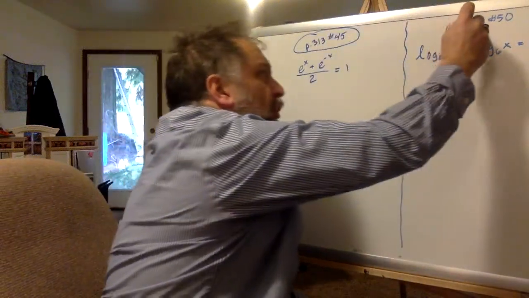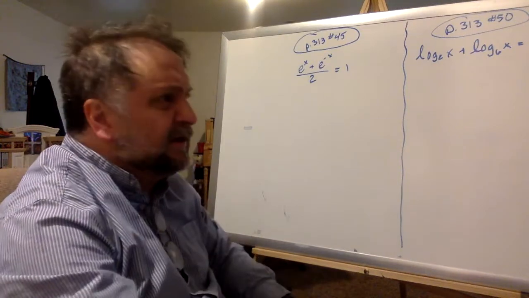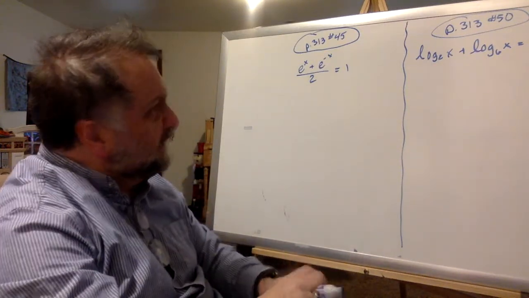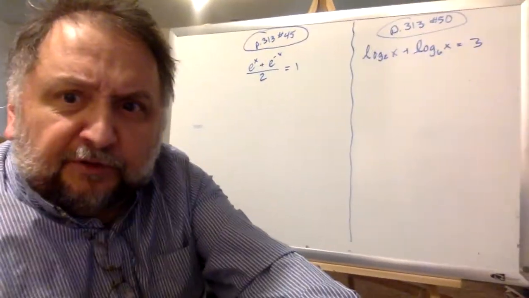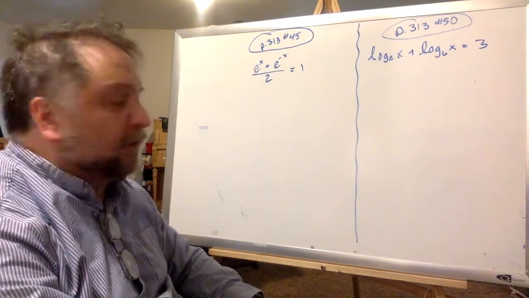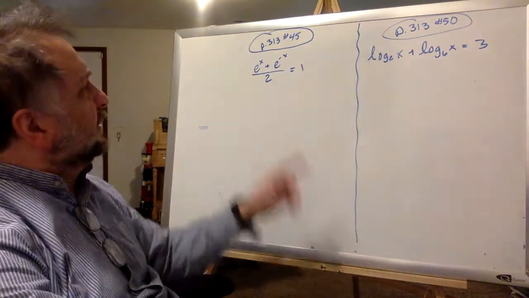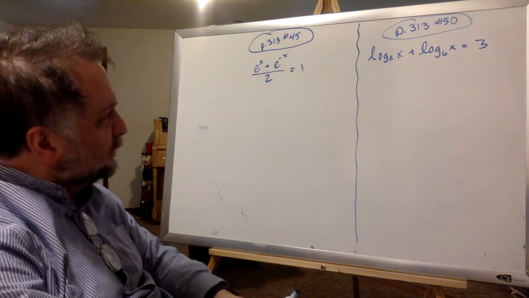Okay, now I'm working on page, still working on page 313, number 45, and page 313, number 50. Hopefully, let me tip this a little bit so you can see the whole board. There we go. Okay, I know it's crooked, but it's the way it works. So here we have e to the x plus e to the negative x over 2 is equal to 1.